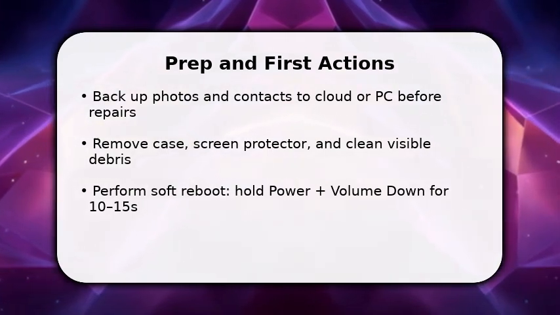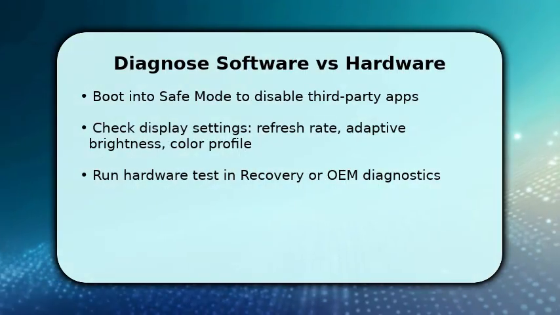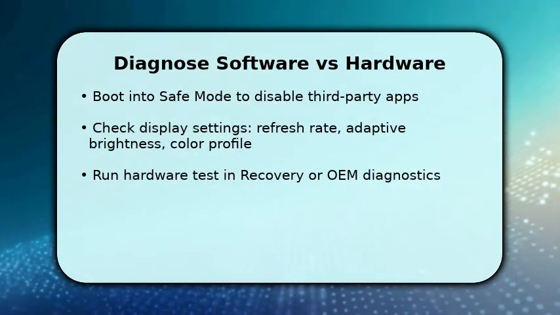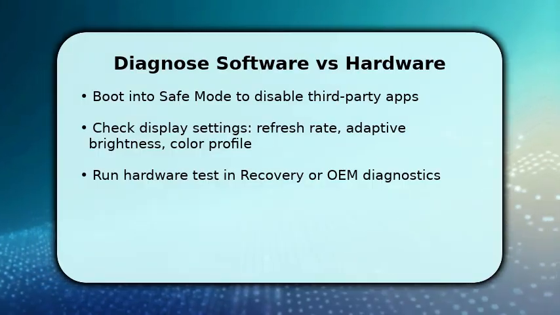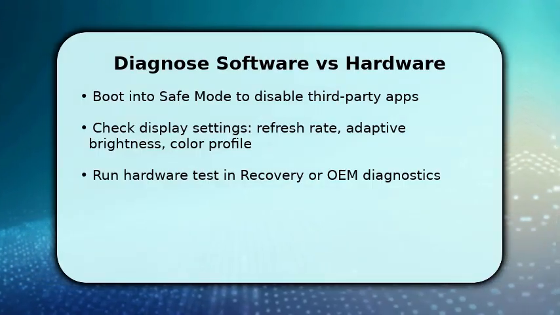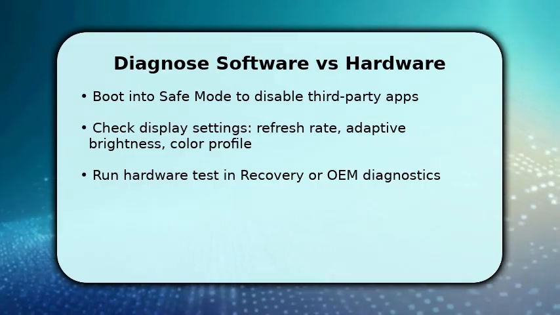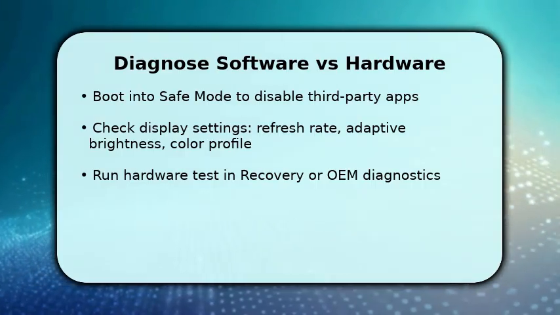You now determine if apps or hardware are at fault. Boot into safe mode to temporarily disable third-party apps. If the glitch stops, an app is causing it. Make sure to check display settings like refresh rate and adaptive brightness, because wrong settings can provoke flicker.